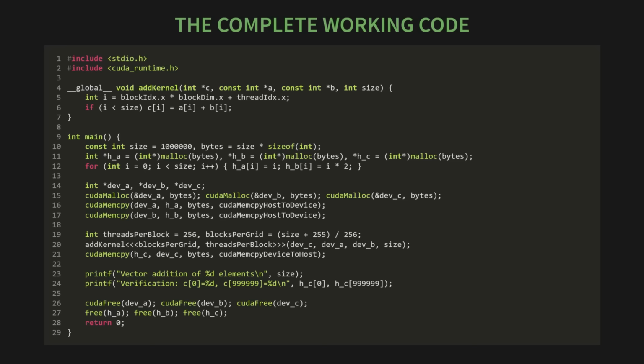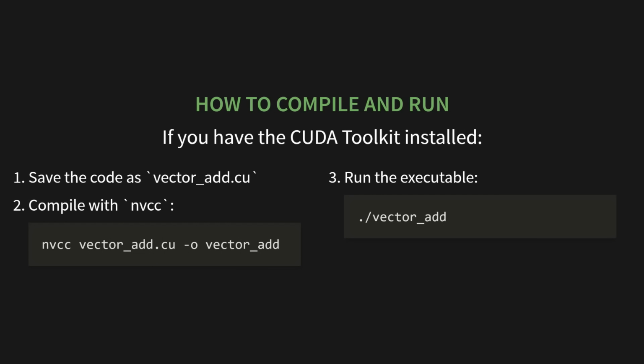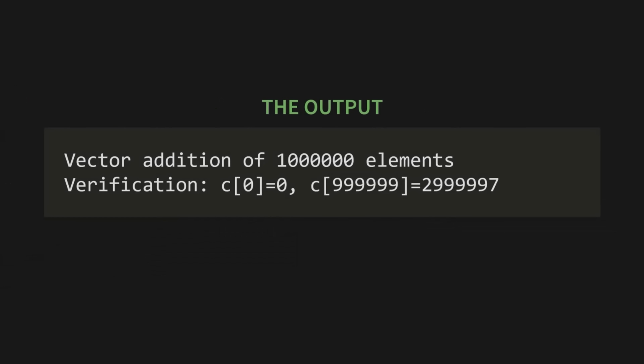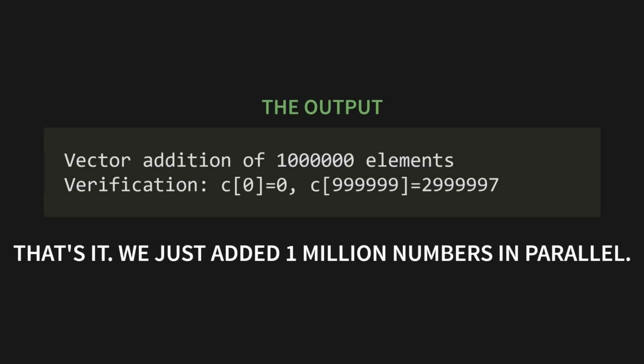So how do you compile and run this thing? Well, if you have the CUDA toolkit installed, it's pretty easy. First, you save the code as, let's say, vector_add.cu. Then you compile it with nvcc, which is the NVIDIA CUDA compiler. The command is nvcc vector_add.cu -o vector_add. And finally, you just run the executable, ./vector_add. And here's the output you'll get: vector addition of 1,000,000 elements, and then a little verification line. That's it. We just added 1,000,000 numbers in parallel.